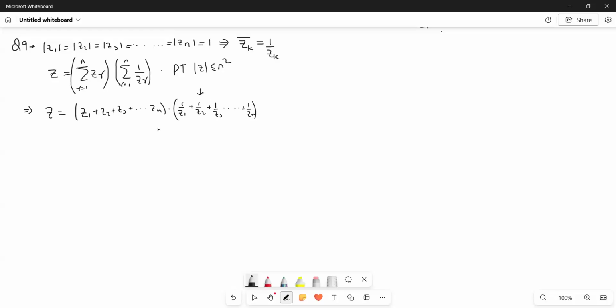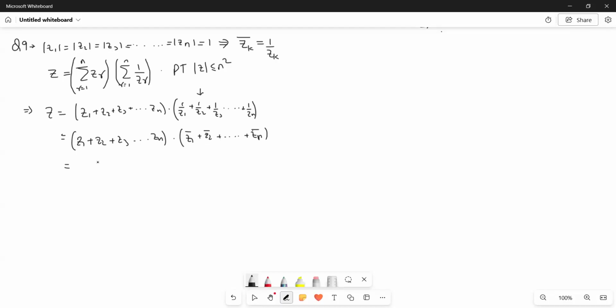So this second term becomes mod of Z1 plus Z2 plus Z3 dot dot Zn into Z1 bar plus Z2 bar going up till Zn bar. Okay, but bar is distributive.